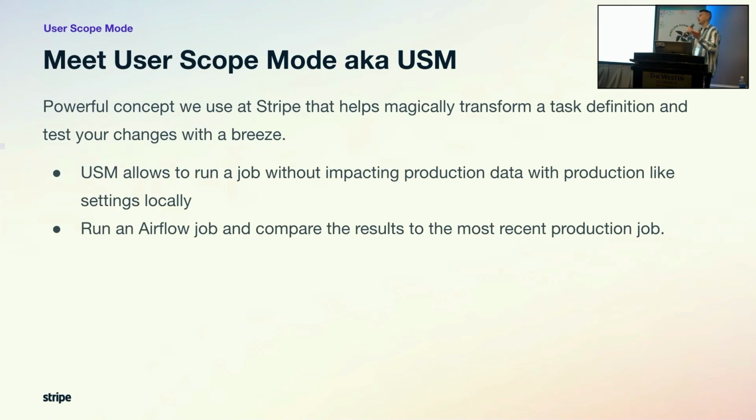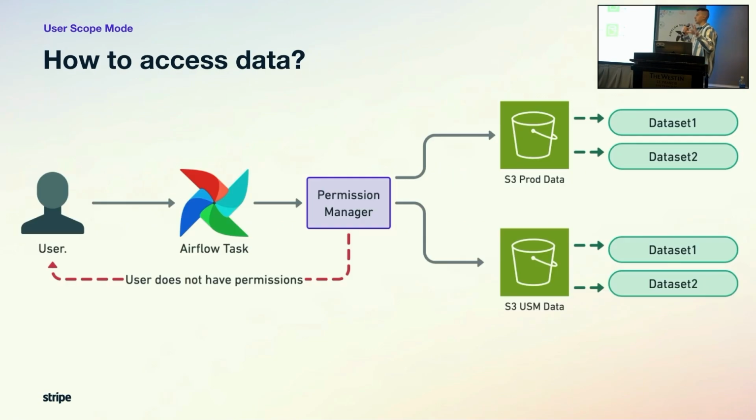What does it mean? It means that with just running the same job a user would run in production, in USM mode, they will be able to test their changes to any pipeline without affecting production data, and later verify how their changes are affecting production data by comparing the results, basically by checking the difference between the production data set and the one produced by their local run. Later we're going to dive into the specific details, and first we're starting with how to access the data.